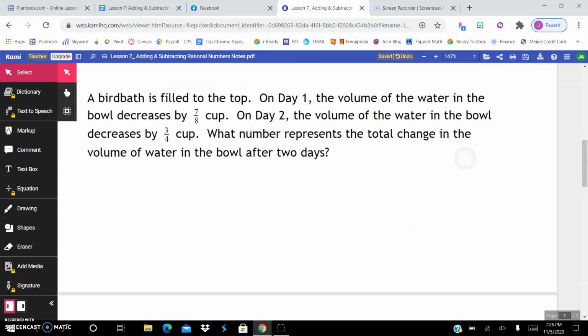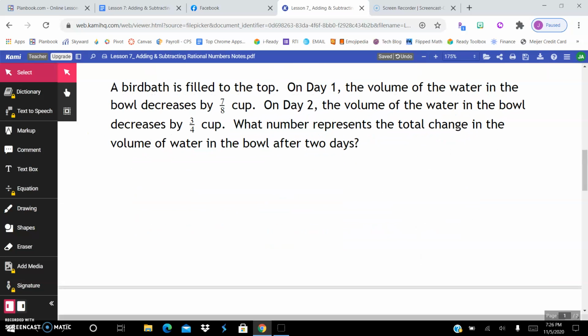Okay, for our next example, a bird bath is filled to the top. On day 1, the volume of the water in the bowl decreases by 7/8 of a cup. On day 2, the volume of the water in the bowl decreases by 3/4 of a cup. What number represents the total change in the volume of the water in the bowl after 2 days?